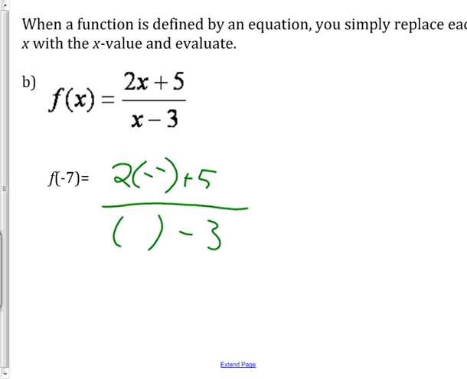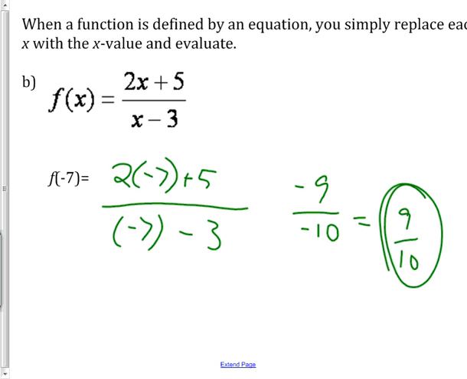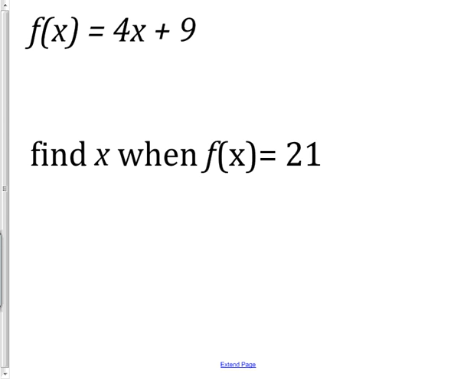I'm sticking in -7. You get -14 plus 5, which would be -9 over -10. And the 2 negatives cancel, and what do I get? 9/10. Yep. Raise your hand if you had that. Good. Okay, that's evaluating a function. See, evaluate. You just stick a number in. It's easy.